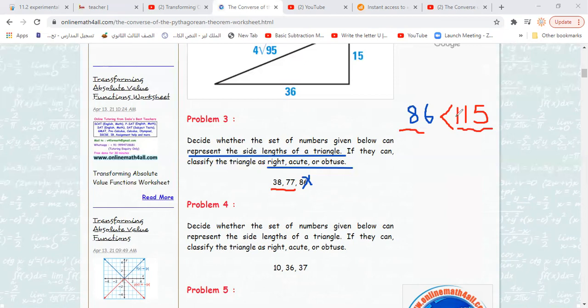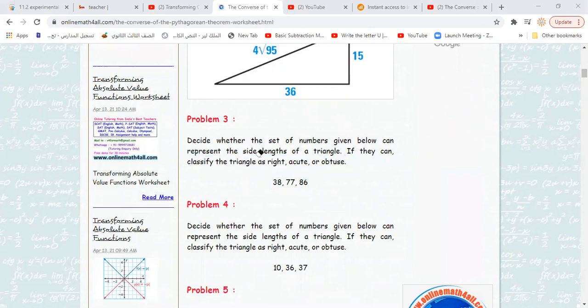On the other side, we will add the two numbers together: 77 plus 38 will be 115. If the sum of the other two sides is greater than the longest one, it will be a triangle. If it is equal or less, it will not be a triangle. So this is the first part of our question.